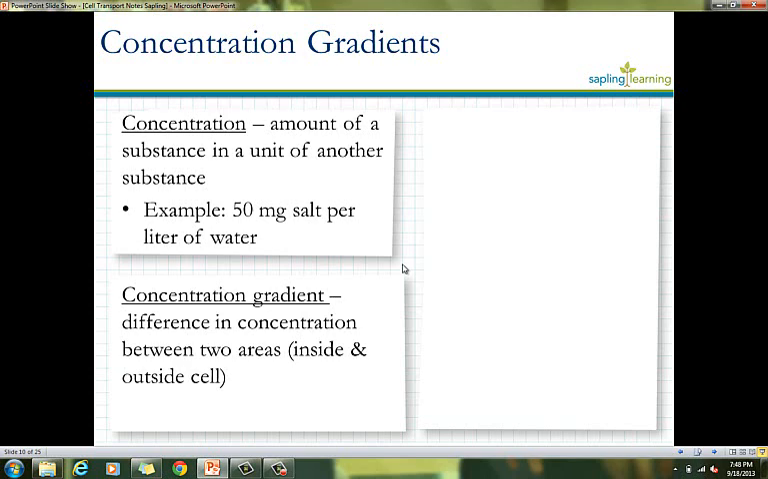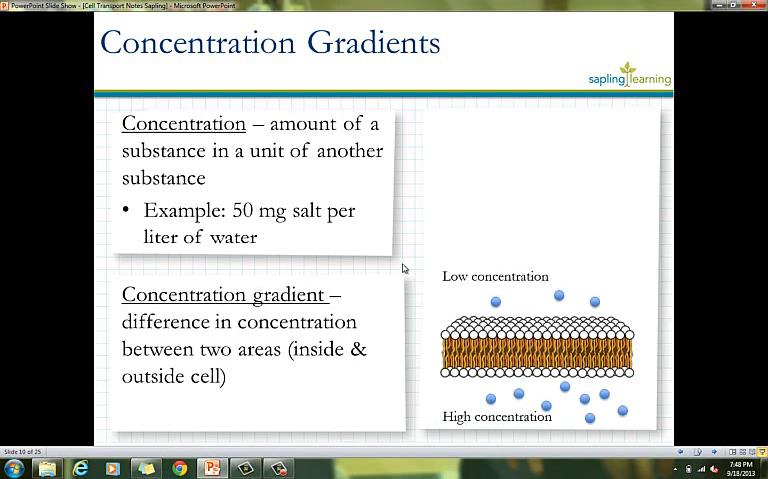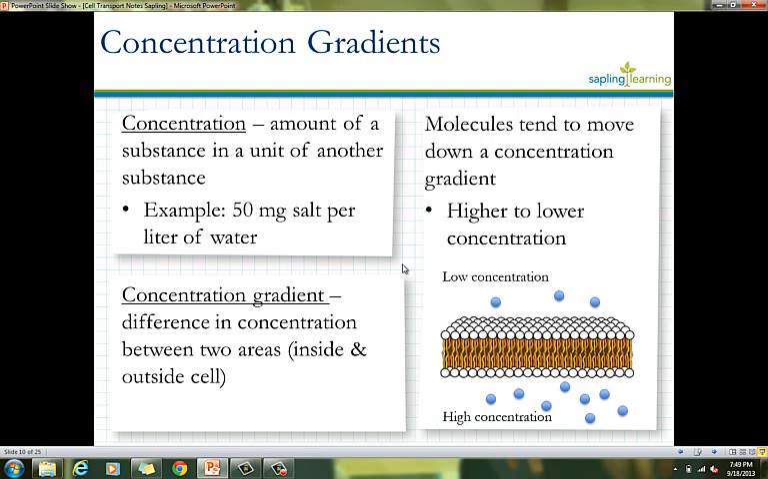The net movement of molecules tends to be down a concentration gradient. This means that molecules tend to move from areas of high concentration to areas of low concentration. The concentration gradient determines the direction that the molecules will move through the plasma membrane.